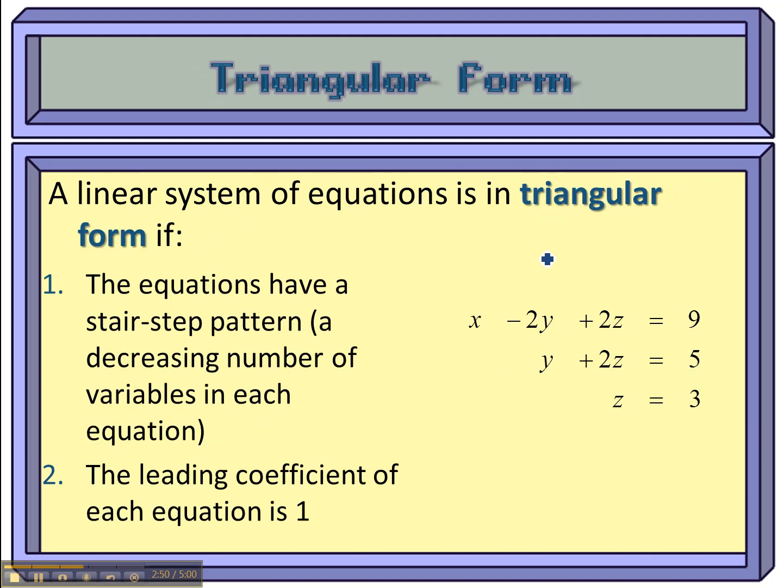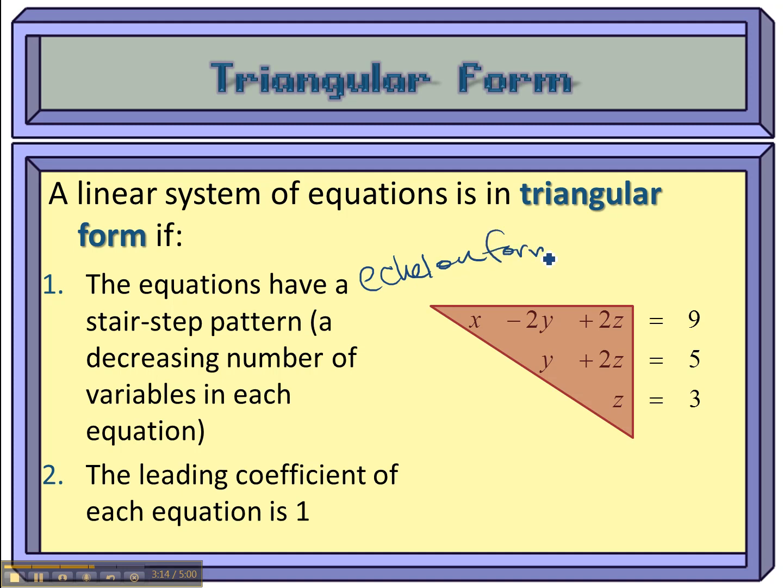So the system of equations, as I already mentioned, is in triangular form. It's called triangular form because it makes a little triangle over here on the left-hand side. The equations are in decreasing order of number of variables. I've got 3 variables in the top, and then 2, and then 1. This is also called echelon form. And then we also like to have leading coefficients of 1 in each of the equations. So the question is, how do we get it into this nice handy triangular form?